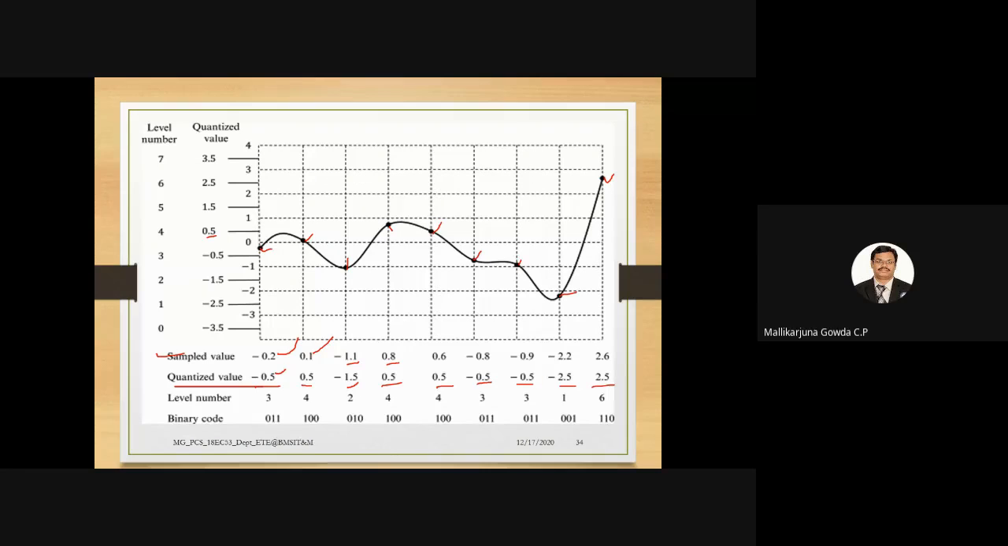So that is for minus 0.5, my level number is 3, right? Then for 0.5, my level number is 4. Like that I have written for each of these quantity levels. Then I am writing its equivalent binary code, right? For 3 it is 011, for 4 it is 100, for 2 it is 010, like that. Then these 011, 100, these things will be represented by some form of binary pulse. Okay, so that we'll discuss today.